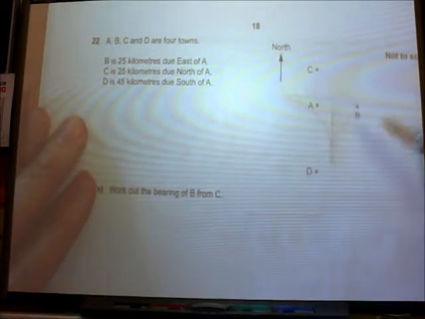A, B, C and D are 4 tells. It says B is 25 kilometers due east of A, so that's that. C is 25 kilometers due north of A, and D is 45 kilometers due south of A. Work out the bearing of B from C. So basically you're coming from here, you're going this way. So what I'm going to do is actually draw that on. I'll get my pencil and my ruler.